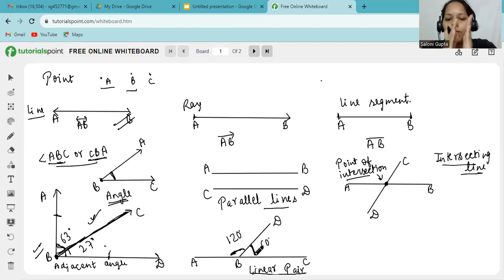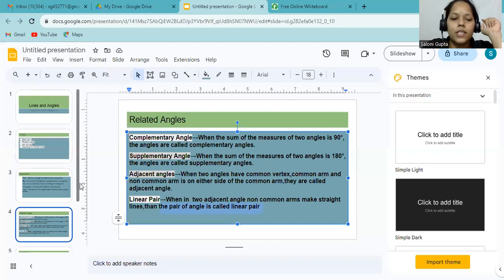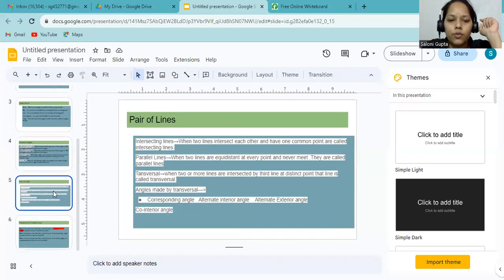Why? Because we know that a supplementary angle is not necessarily an adjacent angle, but every linear pair is an adjacent angle. So this is the difference between linear pair and supplementary angle, and between adjacent angle and complementary angle. They are two different things, but yes, in some cases an adjacent angle can be an example of complementary angle. So I hope this is clear. Now let us move on to the next.